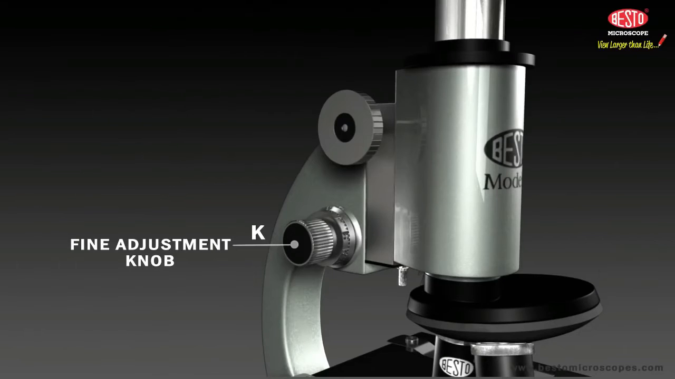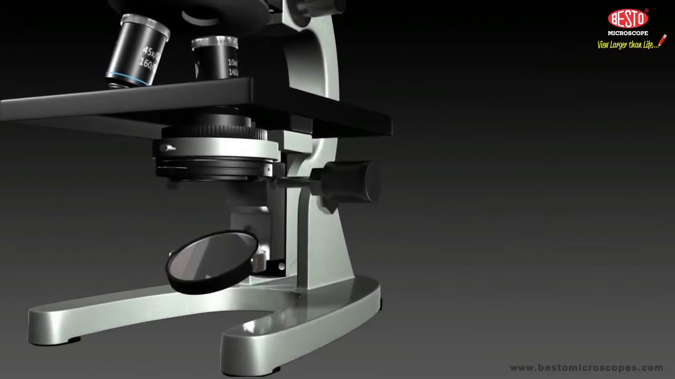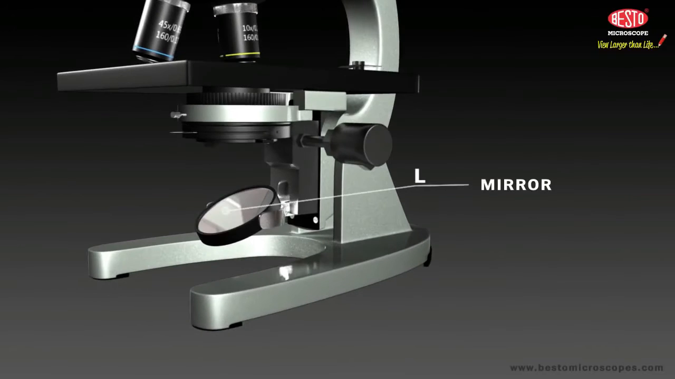Almost all of our Besto microscopes have both coarse and fine adjustment knobs, but some have only one knob. L. The mirror, located beneath the stage diaphragm, increases the amount of light shining through your sample or slide. Sometimes we use a lamp plugged into an electrical outlet instead of a mirror or reflector.